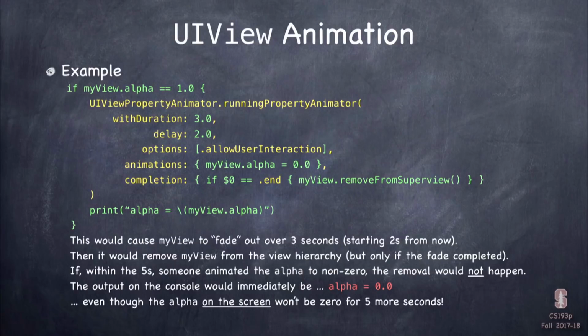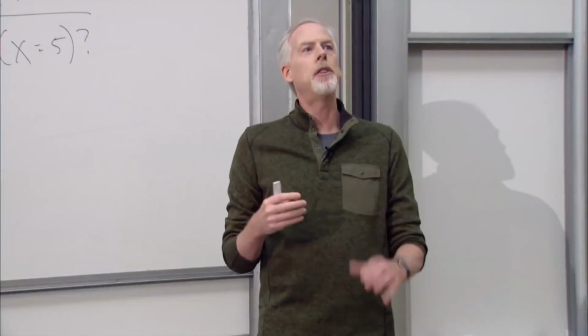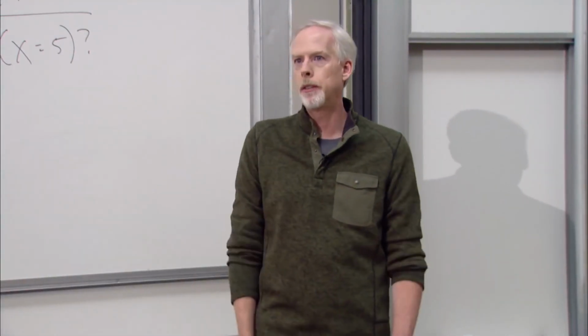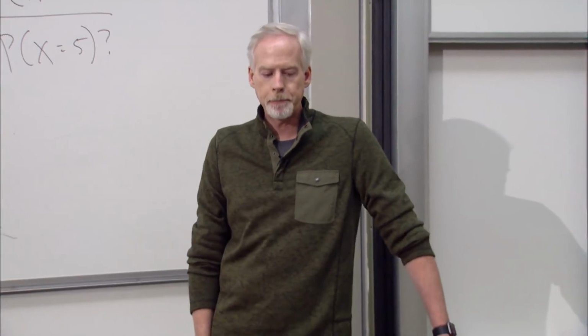That's what this little completion closure is all about. Okay, but notice I put print alpha equals whatever. That's going to say alpha equals 0. Do you see why? Because even though it's going to take 5 seconds for that alpha to go to 0, it goes to 0 immediately because I executed this animation. Okay? So I've said that. I'm sure you're like, oh yeah, makes sense. But until you start coding it up, you're going to be like, whoa, oh, that's right. I already changed that. Okay? It just hasn't appeared on screen. So you have to get a little bit used to that.